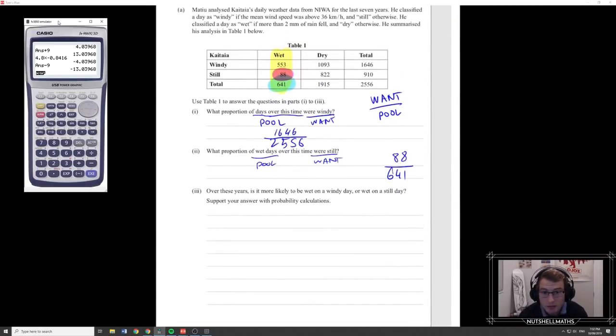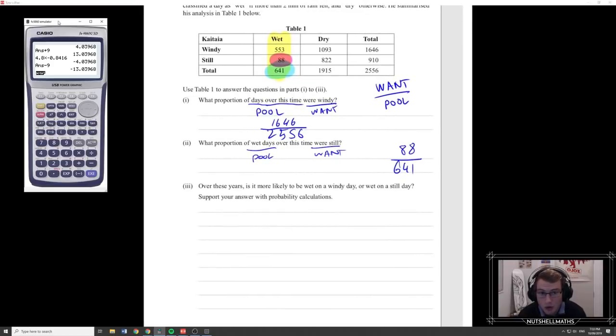Over these years, is it more likely to be wet on a windy day or wet on a still day? The way I do any of these comparison sort of questions is I do what I call like a versus. Okay. One versus the other. Wet out of the windy. I write it like this. Wet out of the still. If you write it in words first, you understand it way better. Wet over windy versus wet when still.